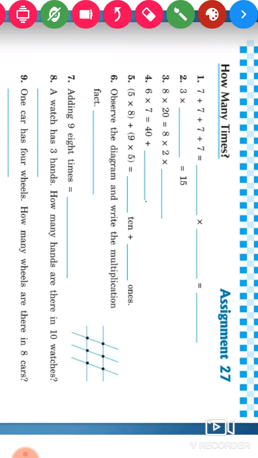Okay. Now, first question. 7 plus 7 plus 7 plus 7. Now, 7 plus 7 plus, so what is this? This is repeated addition. Now, which number is repeating itself? 7 is repeating itself. And how many times? 4 times. So 7 4s are 28. Okay. 7 4s are 28.